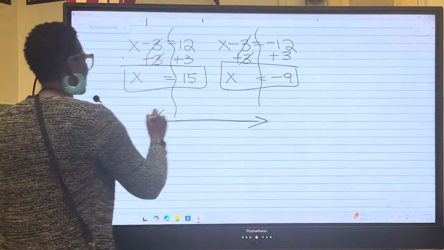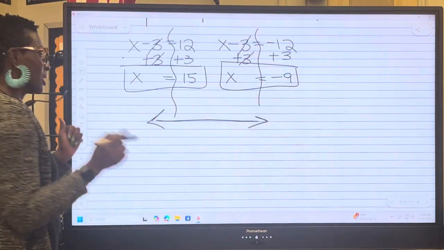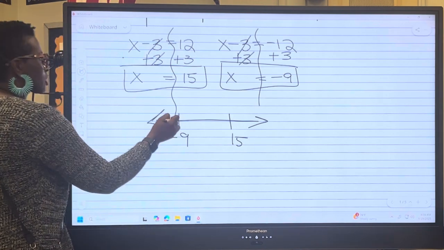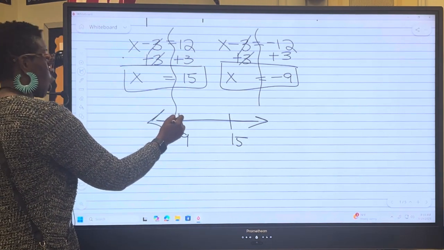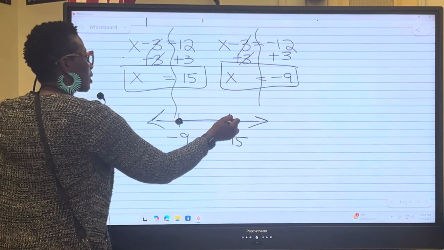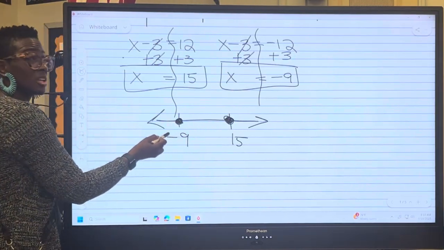I went over to Blake and I said, I don't see the shading. And Blake said there's only two answers, right? And that's true. Negative 9 and what? 15. Open circle or closed circle? Closed. Why is it closed? Because it says equal. What about here? Open or closed? Closed. Do I shade? No.